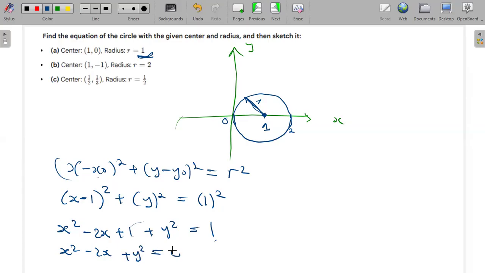And then you have equal to 0 this side. So this here is going to be your equation. That is x squared minus 2x plus y squared is equal to 0. Doesn't matter how you write this, you can write x squared plus y squared minus 2x equal to 0. It's still going to be the same equation.